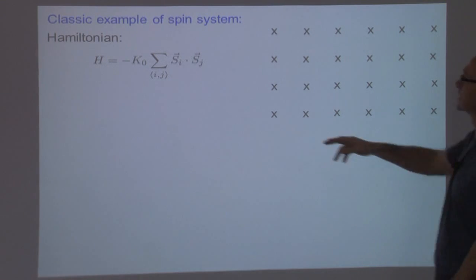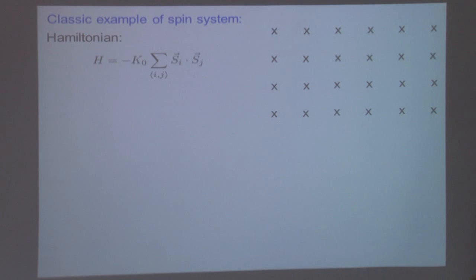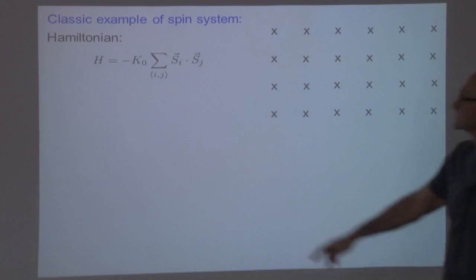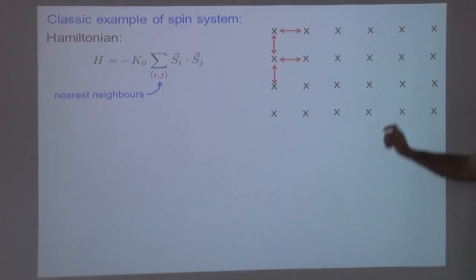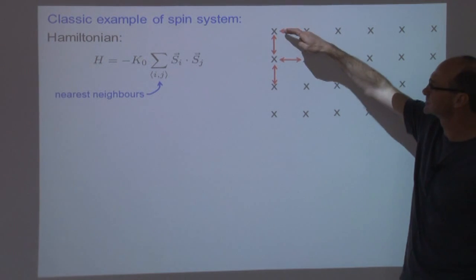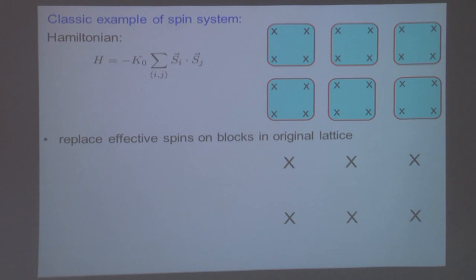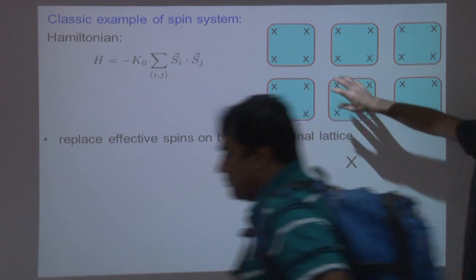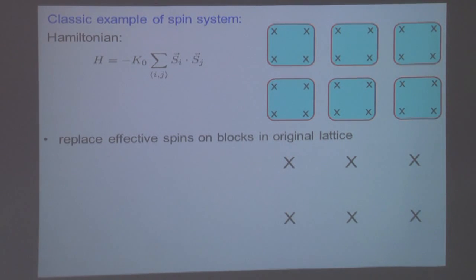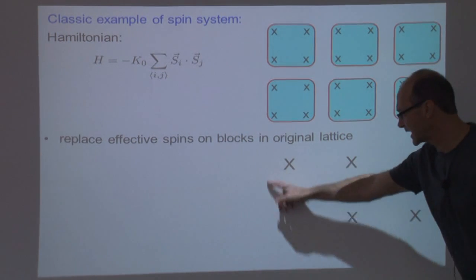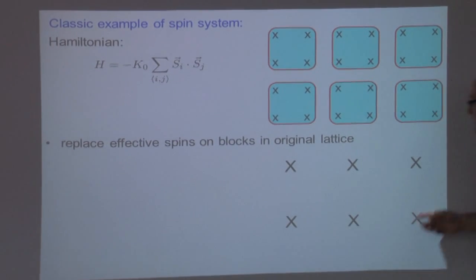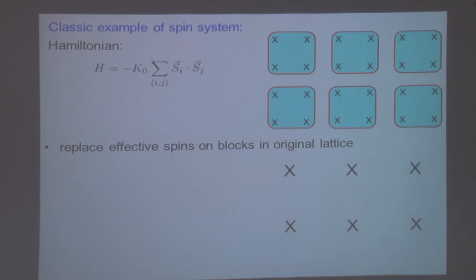And on that lattice, I'll put some Hamiltonian that talks about the interactions of nearest neighbor spins. So this indicates that I've only got interactions between spins on neighboring sites, as indicated by the red arrows there. Now, in the renormalization group, what I'm going to do is block the spins. I'm going to take blocks of the spins in my lattice, and I'm going to replace each one of those blocks by an effective spin. So I get this lattice. So this picture becomes this picture down here, where each one of the big X's is now an effective spin.